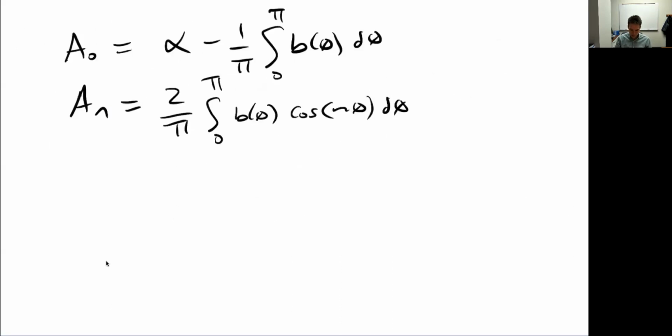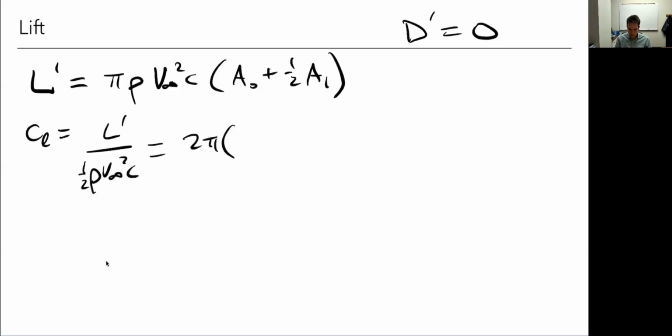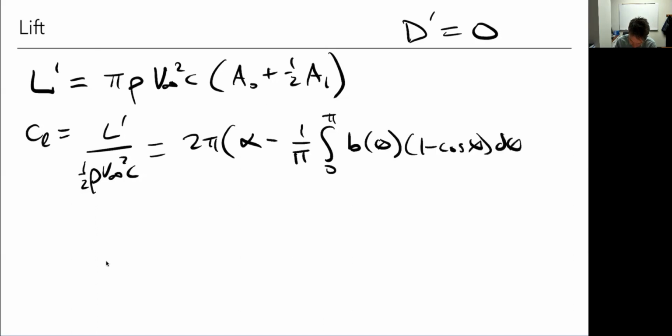Right, this is A0, and A1 is this stuff, except I put a 1 here, so it's just cosine theta. I'm going to do this in one step here. Write this out yourself if you want to see it more carefully, but in the interest of time, I'm going to put these together in one step. It looks as follows: b of theta times 1 minus cos theta d theta. Okay, that is my lift coefficient. General, right? I can have an infinite number of Fourier coefficients.